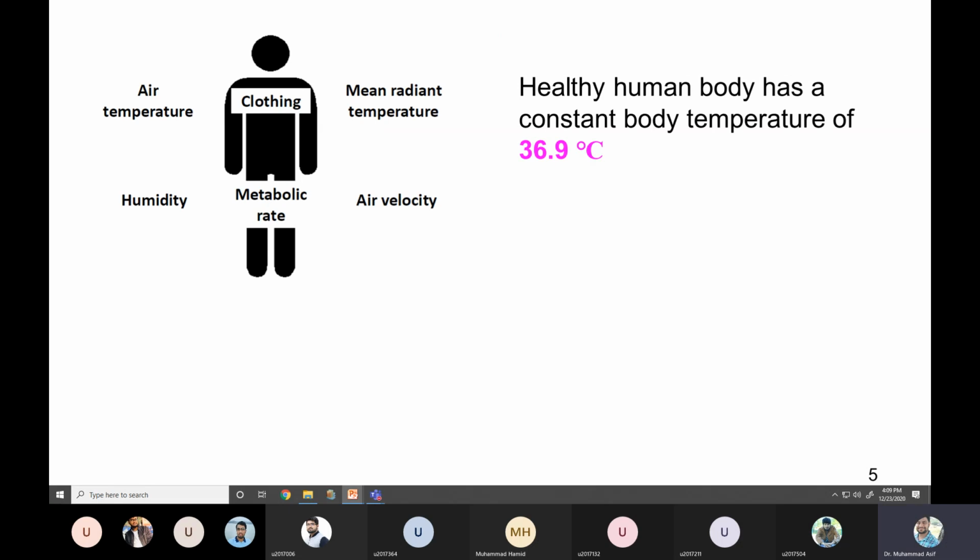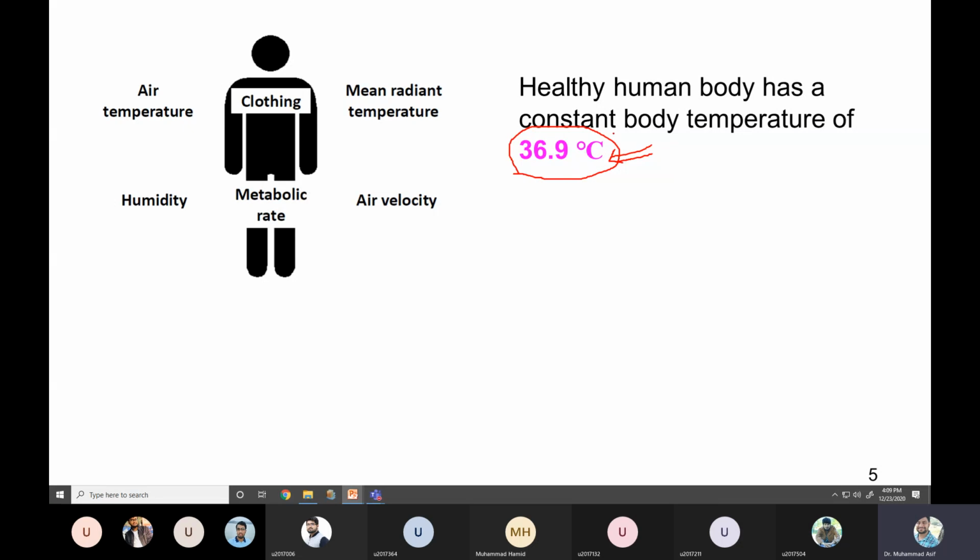Now, to understand the heat balance of a human being, you know that the temperature of the human being is constant, and a healthy human being has a temperature of about 36.9 degrees C. So a human being has to maintain a constant temperature. If the temperature is more than that, then the human being will suffer a fever, and even if it is low, that's also not good.